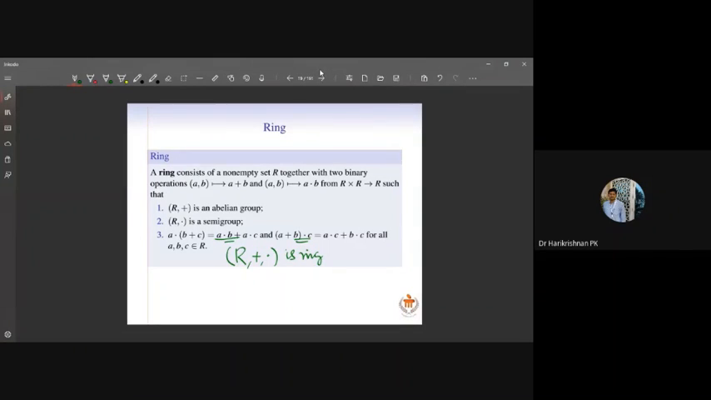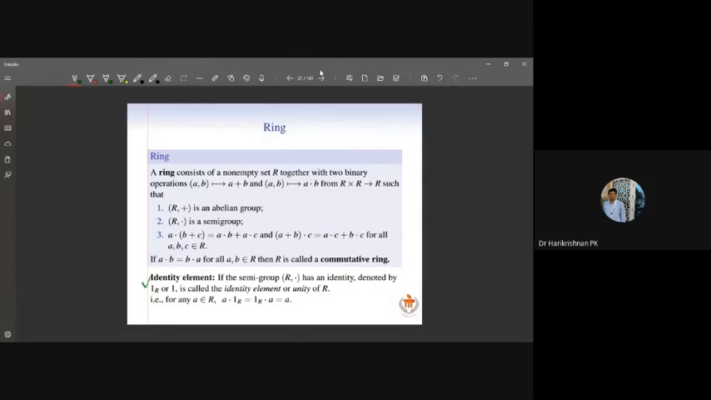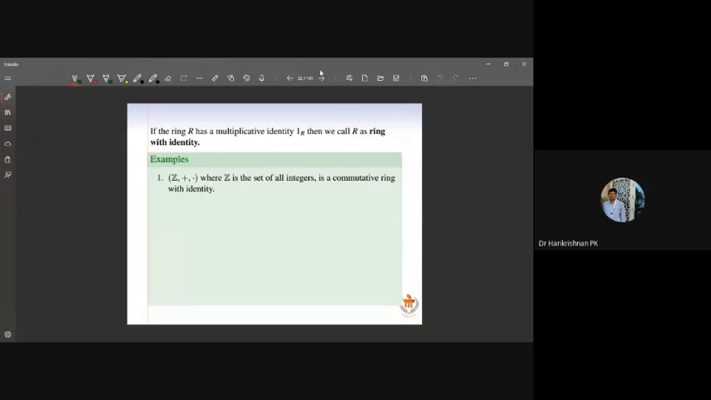And you can see here that in R, with respect to multiplication, it has to satisfy only the semi-group condition. In that one, if the multiplicative identity exists, that multiplicative identity we generally denote by 1 suffix R or 1. If that multiplicative identity exists, then that is called the unity of R, and such rings are called rings with unity, or rings with identity.